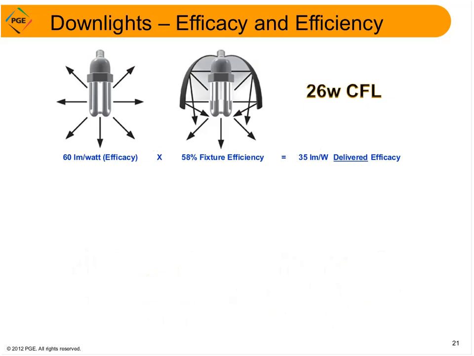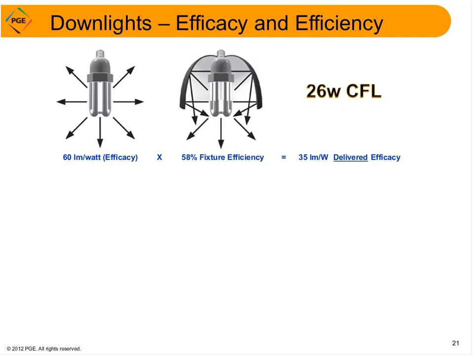We're going to spend a little time here talking about efficacy and efficiency. So efficacy, as we learned before, is a term that indicates the lumens per watt of a light source. So in this example, we have a CFL that has an efficacy of 60 lumens per watt. However, the number of lumens that are going to be delivered into a room is going to be decreased when you install that CFL in some type of a fixture like we have here.